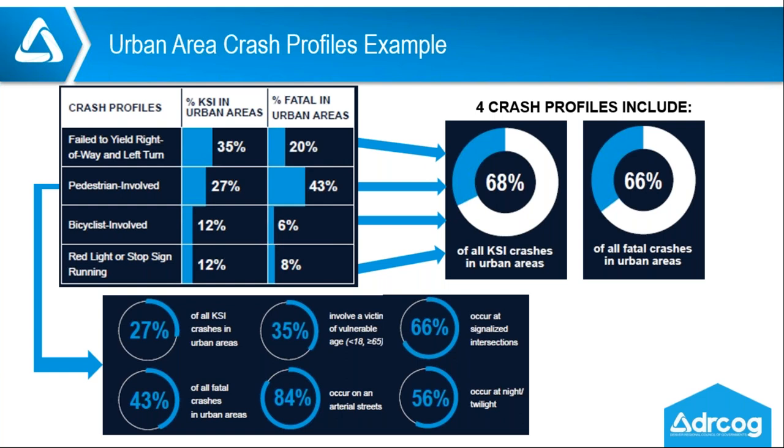In this example of the urban area crash profile, you can see the percent of KSI and fatal crashes these four profiles account for in the area type. So that's 68% of KSI crashes and then 66% of fatal crashes in the urban area types. Then we do a more detailed analysis for each one of the four profiles. So using the pedestrian involved crashes as an example, you can see some of the subcategories. Again, the percent of KSI and fatal crashes this specific crash profile accounts for, information on where they are occurring, what time of day. We also included some of the survey results when appropriate, which reinforced that these are the crash issues people are seeing throughout the region.